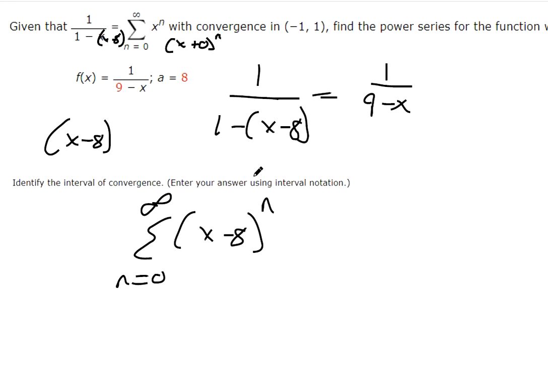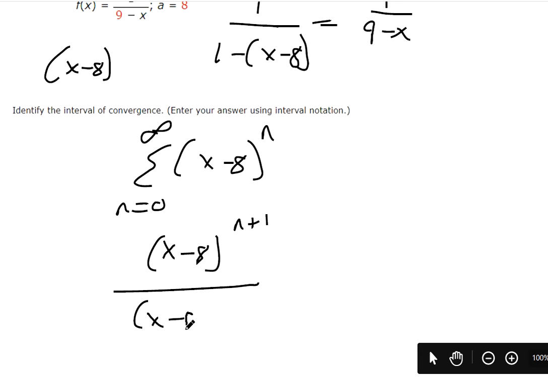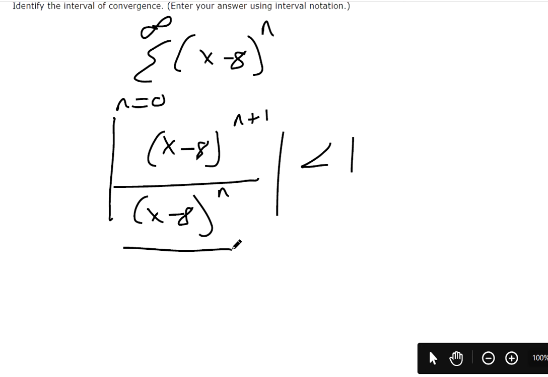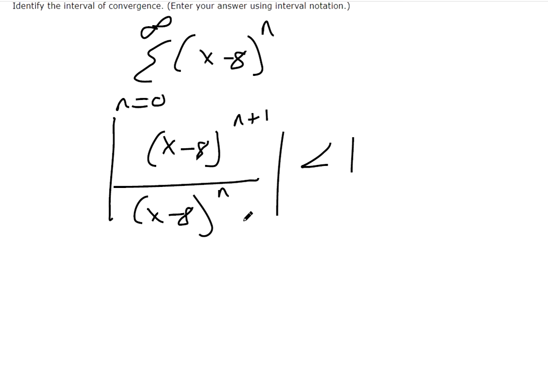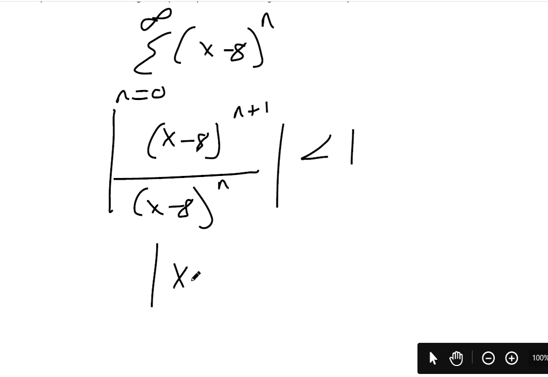For the interval of convergence, if you wanted to apply the ratio test to figure that out, that would be the next term divided by the current term. The absolute value of this needs to be less than 1 according to the ratio test, because this is like our R. Actually, I think their textbook might use L, whatever letter you want to call it. This ratio needs to be less than 1 to converge. And so if you simplify, it's just the absolute value of x minus 8 needs to be less than 1.